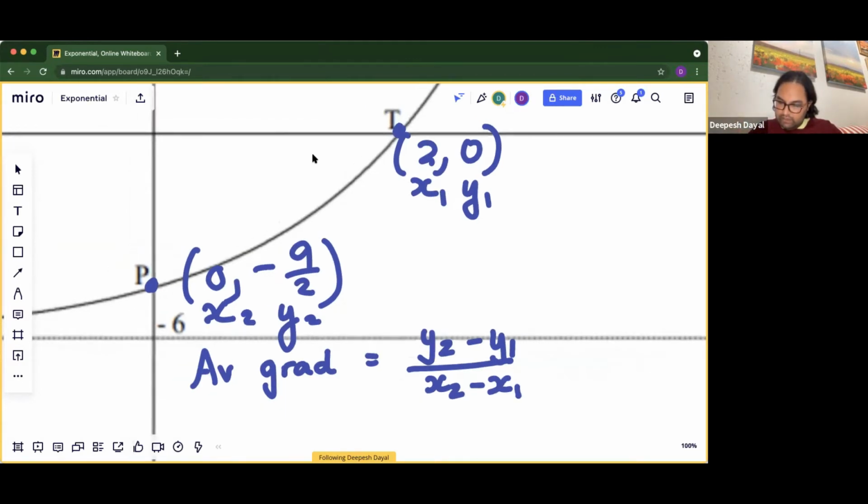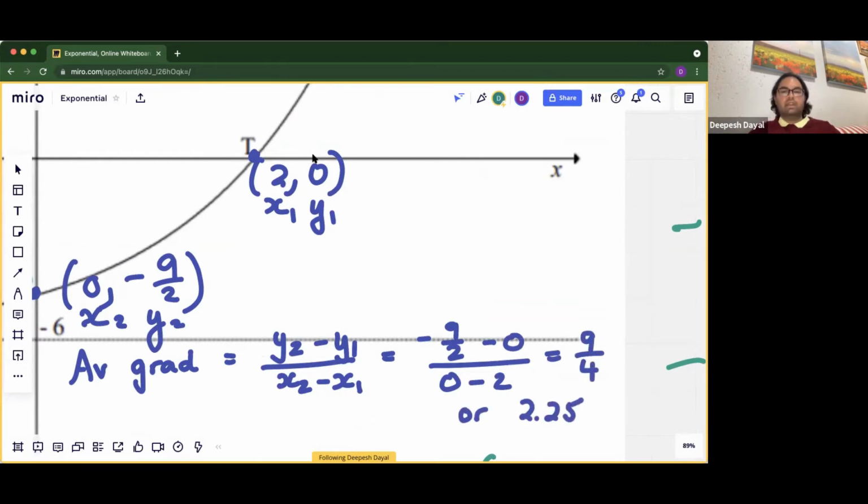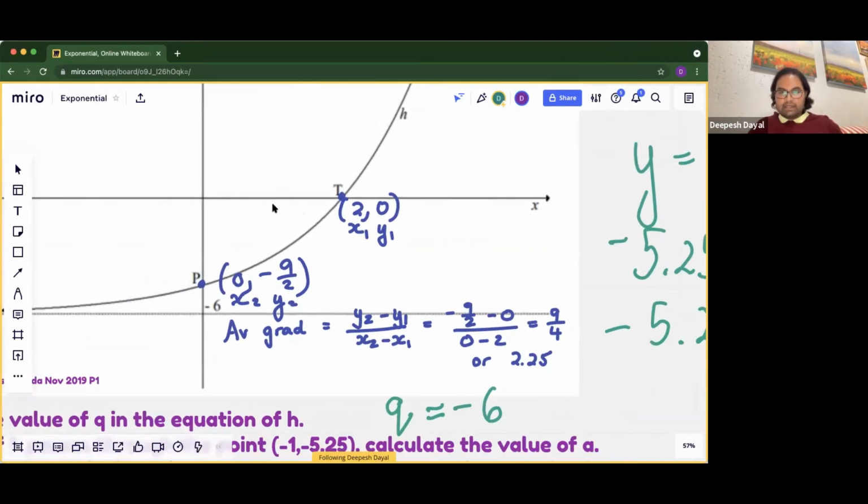Okay, let's see. So it's change in y over change in x. So it's y2, which is -9/2, minus y1, which is 0, over x2, which is 0, minus x1, which is 2. And that gives us 9/4 or 2.25. Well done, everybody. Really, really good answers. Okay, so it's 2.25. Cool. And now we come to the next question. Any questions so far? Please let me know.